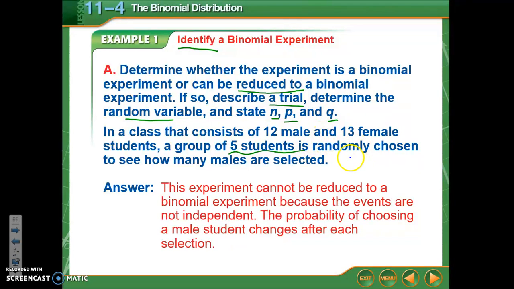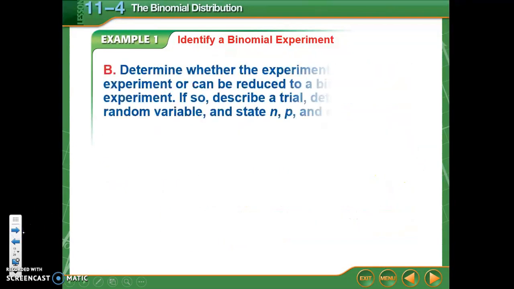The first time I choose a male student, the probability would be 12 out of 25, because there are 25 total students. But the next time there are only 11 males left out of 24. So my probability of success is changing.